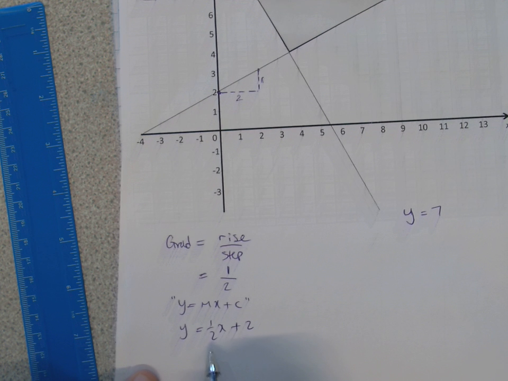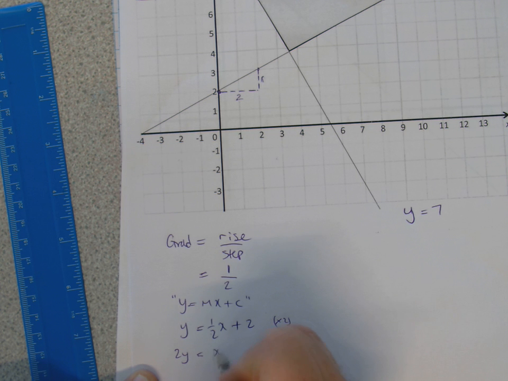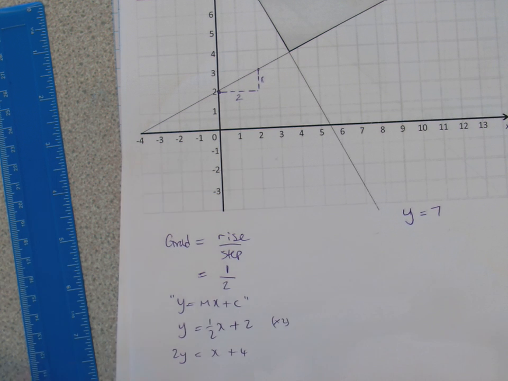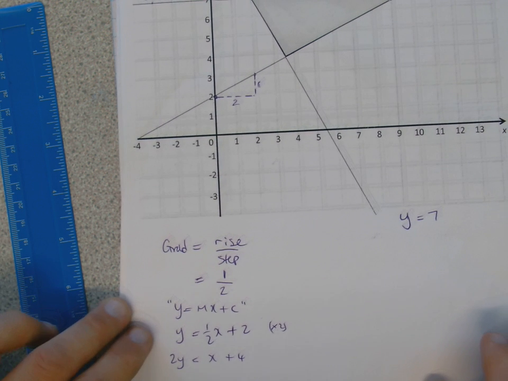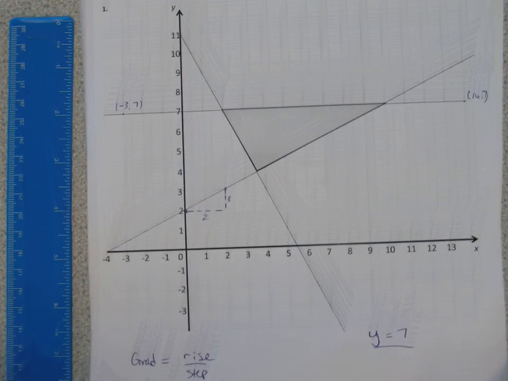The other way you could deal with this, if you didn't want a fraction here, is you could times through everything by 2. You could double everything, so you end up having 2y. If you double a half, you just get 1. Double the 2, you get 4. So you could do that as well. So that's that equation. We've got y equals 7. We just need to work out this last equation now.